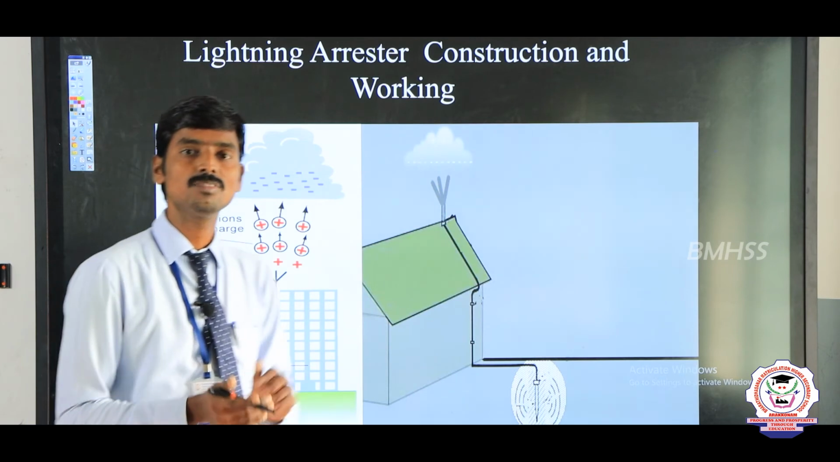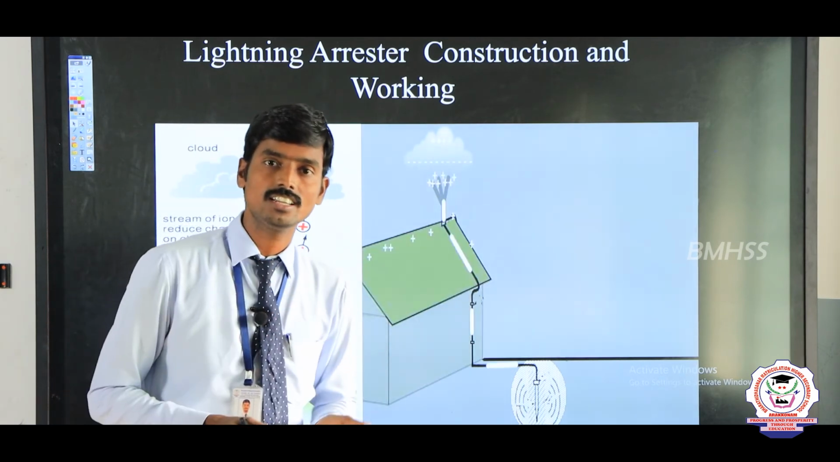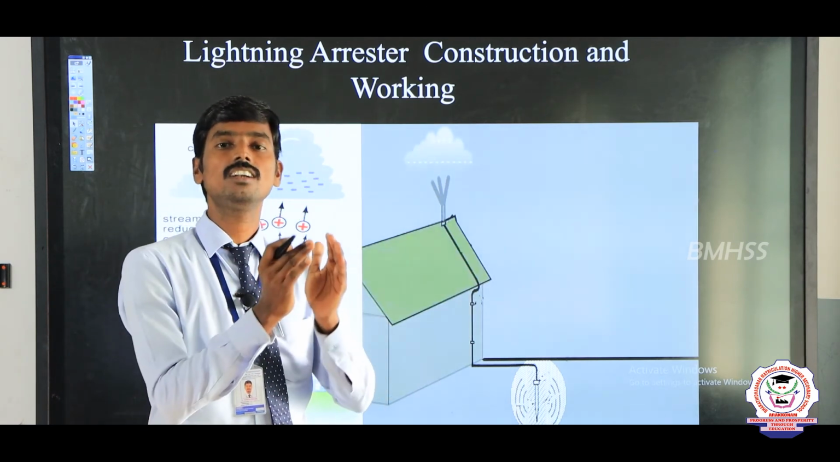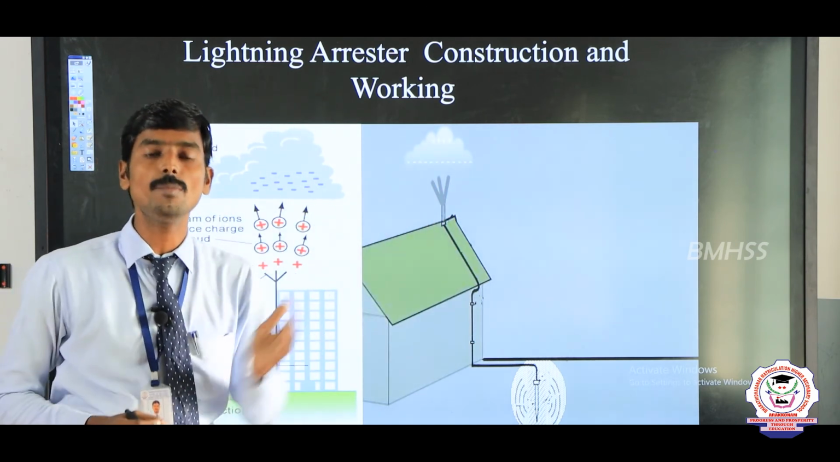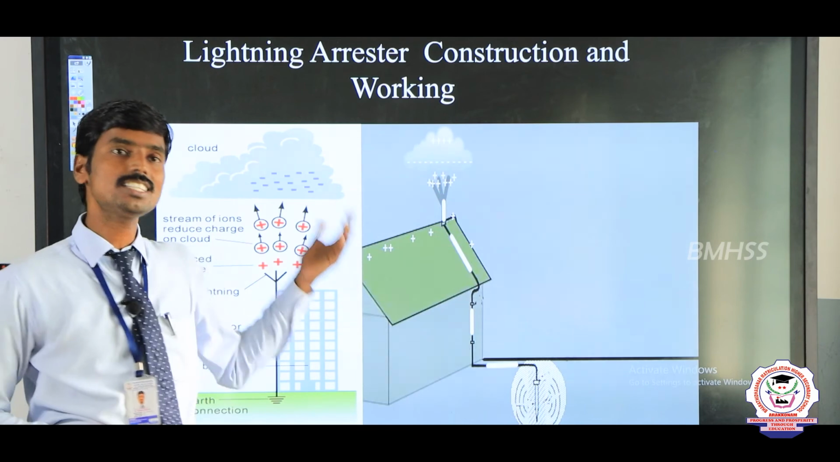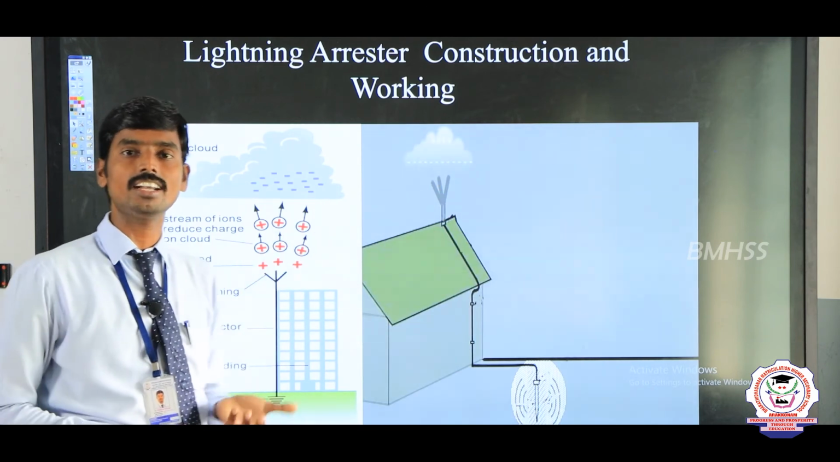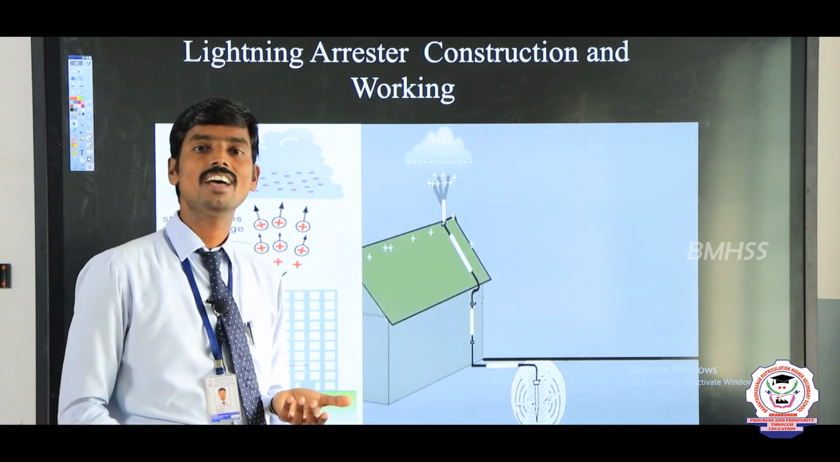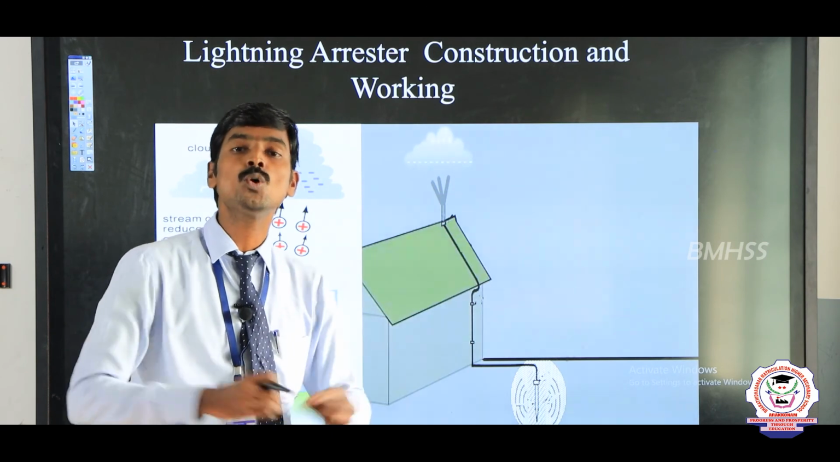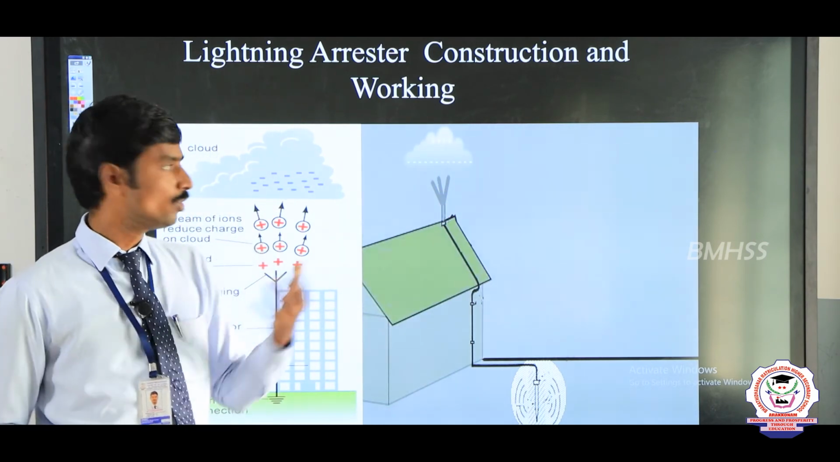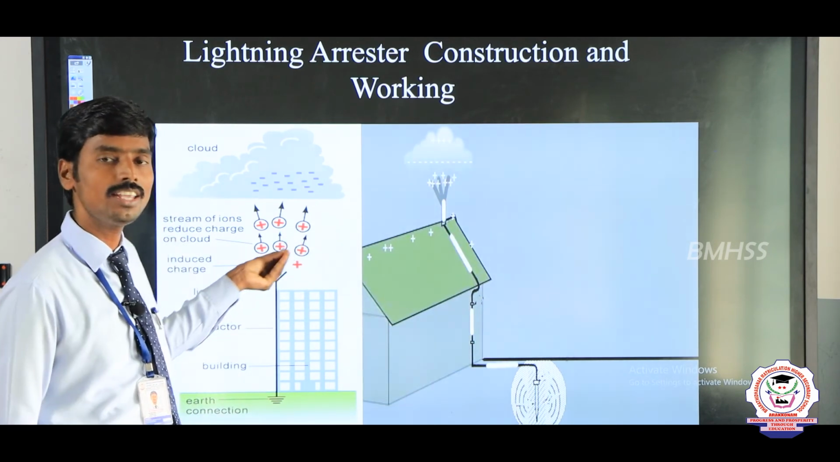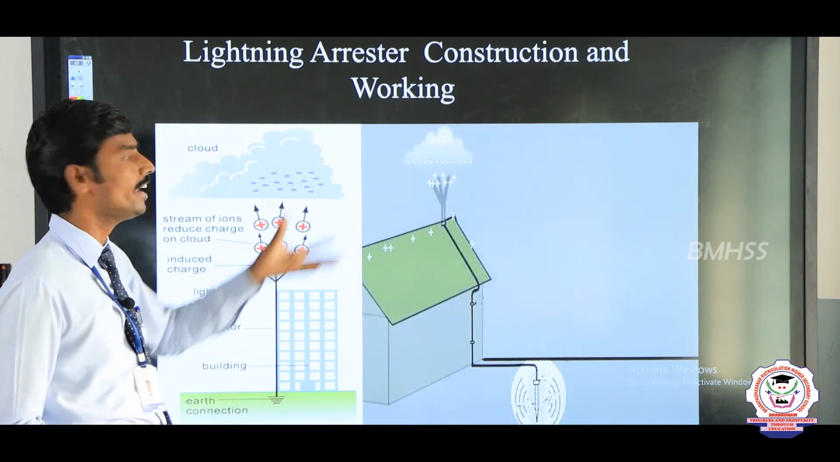First, a lightning arrestor is a device that protects tall buildings from lightning strikes. This lightning arrestor or lightning conductor works on the principle of action at points or corona discharge. So that principle is applied here in the lightning arrestor or lightning conductor.